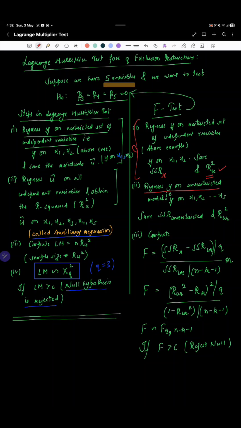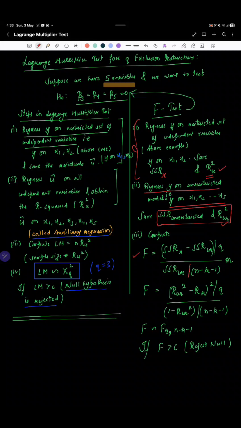In the second step, regress y on all the variables, that is the unrestricted model. Regress y on x1, x2, so on up to x5, and then save the sum of squared residuals for the unrestricted model, as well as the R squared for this unrestricted model, that is R squared ur. In the third step, calculate the F statistic as F is equal to SSR restricted minus SSR unrestricted divided by small q, and the whole thing is divided by SSR unrestricted divided by n minus k minus 1. These are the degrees of freedom.